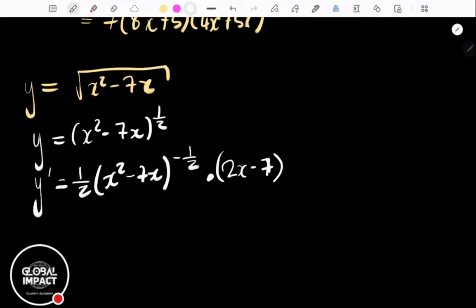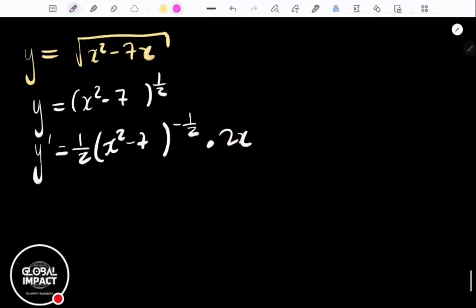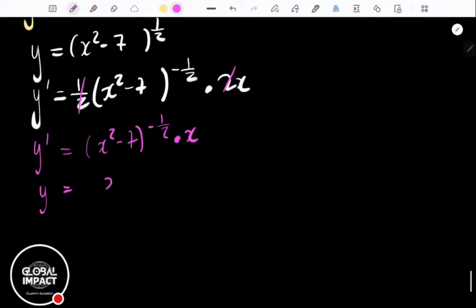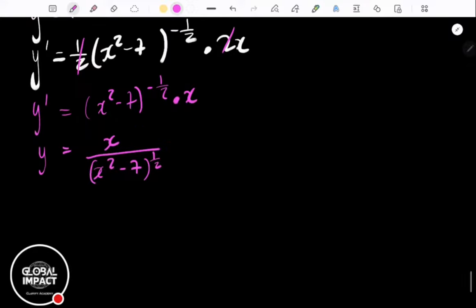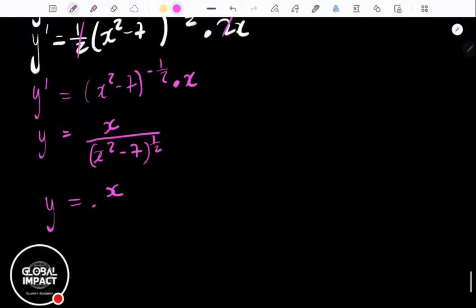What if it was x squared minus 7 only? Then the derivative of the inside will be 2x. You see? Then now we're just going to simplify this. The 2 and the half will cancel. Then your y prime will be equal to (x squared minus 7) to the power of negative half times x. You can now say your y prime will be x all over (x squared minus 7) to the power of positive half, because it's now in the denominator. And when it's the power of half, it's the root, so it's going to be x over the square root of x squared minus 7.